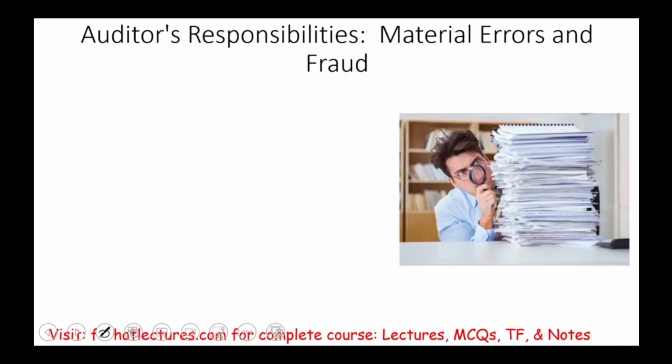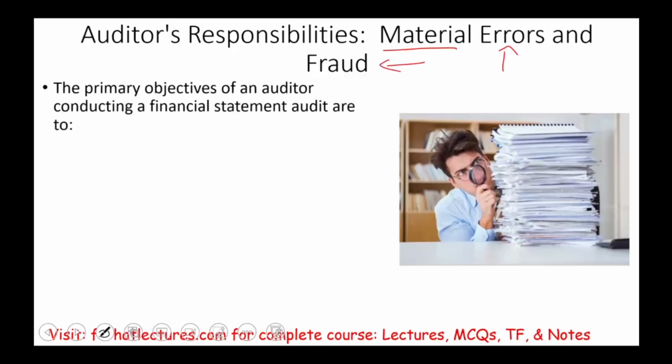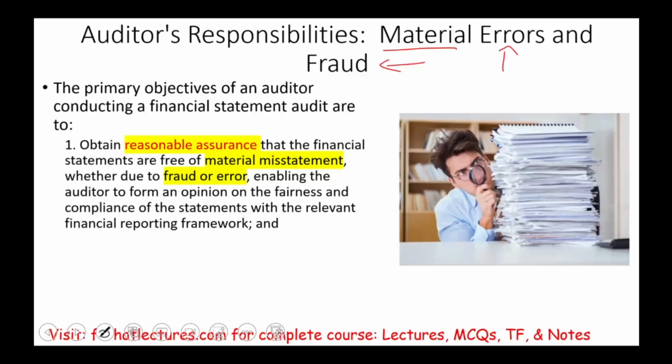Hello and welcome to this session in which we will discuss the auditor's responsibility when it comes to material errors and fraud. In the prior session, we looked at the primary objective of an auditor, and that is to obtain reasonable assurance. And we discussed what reasonable assurance is: that the financial statements are free of material misstatement. In this session, we will try to learn a little bit more about material misstatement.